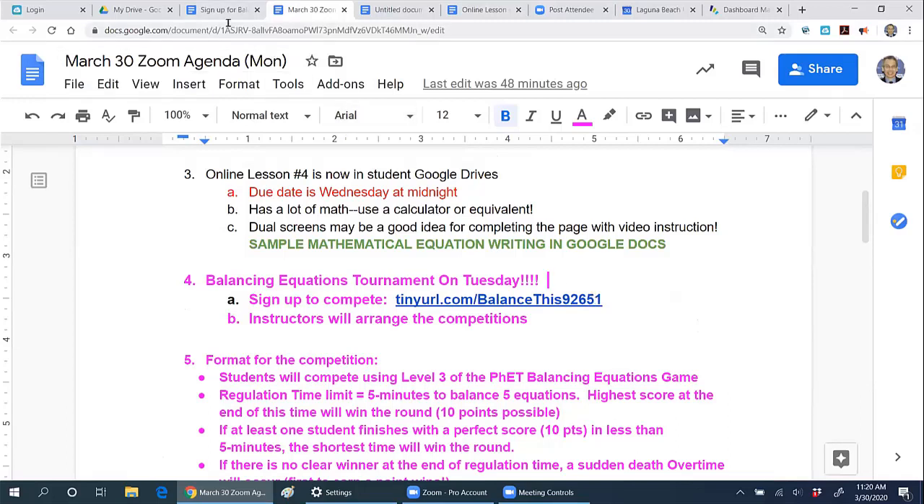So I'm hoping we'll have at least 10 people compete. 16 is a nice number because then you do your elimination, you do the round of 16 and the round of 8 and 4, and then you have a champion pretty soon. And we can do more than 2 at a time if we have a large enough number. So let me show you the document where you can sign up.